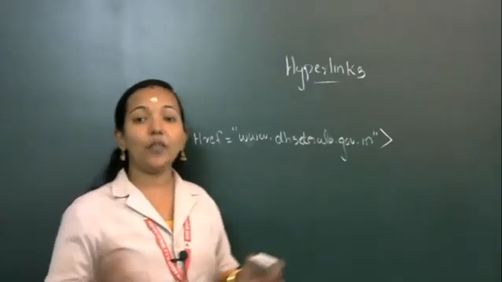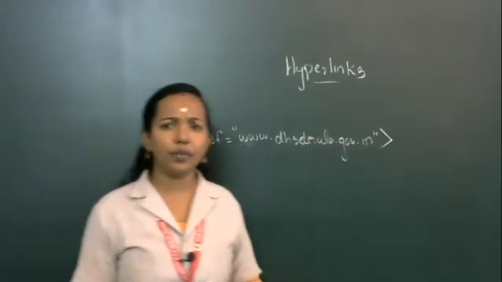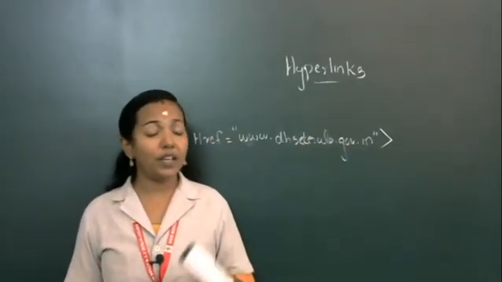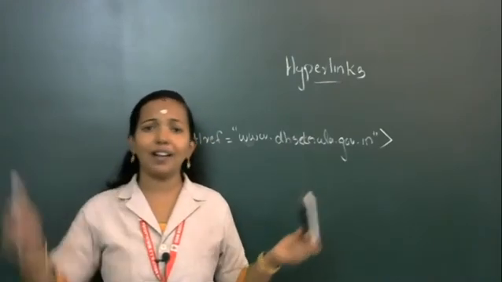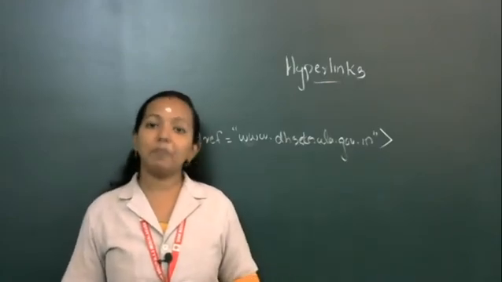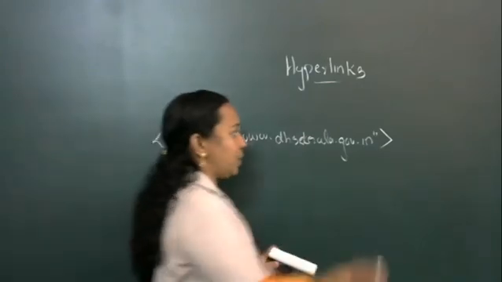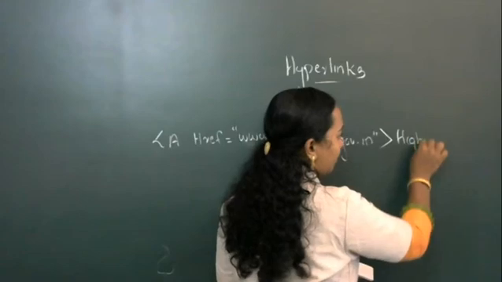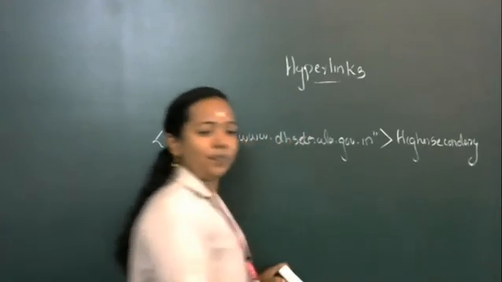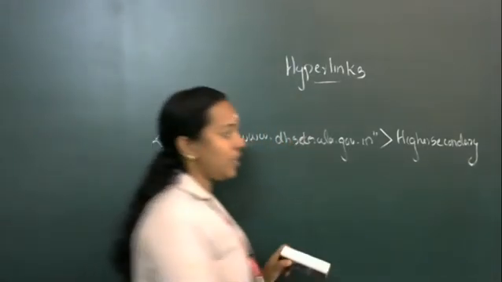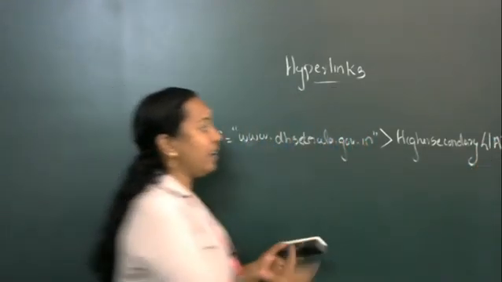Before that, I want to give a suitable name for the hyperlink. When we write dhse.kerala.gov in a PowerPoint presentation, Word document, anywhere, a blue color and underline automatically come because it is a hyperlink. So here I am going to give one name for the website: higher secondary department, or higher secondary, whatever we want. Here I have written higher secondary. After that, close the a tag.